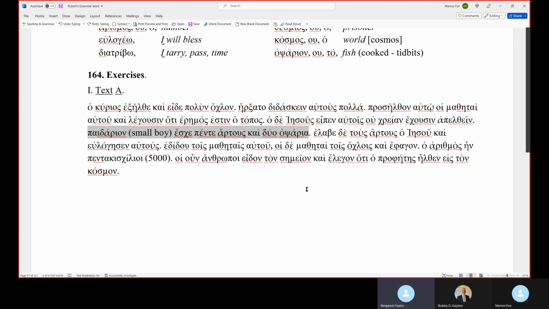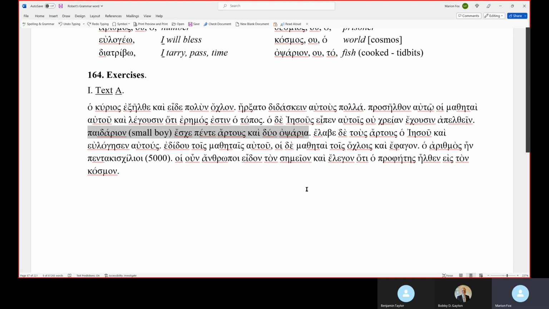Okay. A small boy had 5 loaves and 2 fish. And these are cooked fish, if you look at it. Not just fish, but they're cooked fish. So they've been cooked. All right. So a small boy had 5 loaves. A pentagon is 5-sided, remember? Okay. 5-sided. And 2 fish, cooked fish.